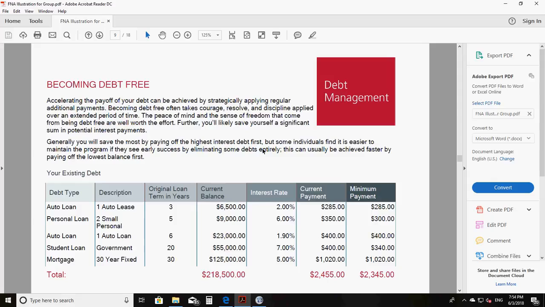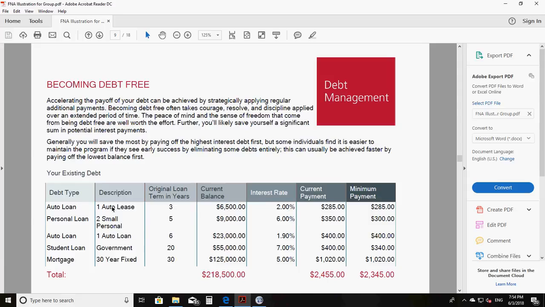Now, generally, you'll save the most by paying off the highest interest debts first. In other words, the consultant will build a hierarchy and identify what we call the most toxic debts. We'll make that recommendation, but sometimes clients find it easier to maintain the program if they watch a small debt wiped off the page entirely, just completely gotten rid of. Like I said, we'll make the recommendation, but we're also not going to stand in the way of progress.